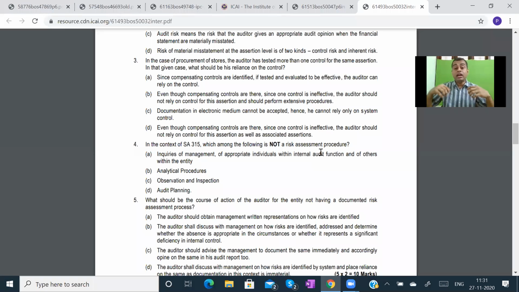So should I rely on the control? Or should I say I will not accept the system generated control, so I am rejecting the control? Or if one control is ineffective, shall I conclude that all the associated controls are ineffective? What am I supposed to do? That is the question. So read A, B, C, D and tell me the correct answer. Don't take much time.